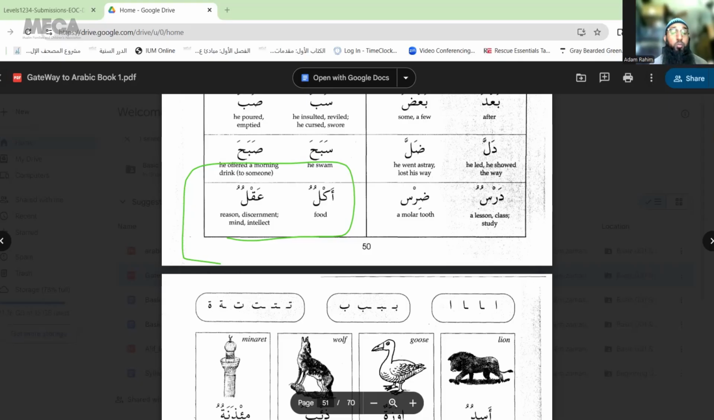Very good. Try not to make the first letter all, but it'll be ah. Aklun, Aklun. So this one right here, you're saying ah, but it should be ah. It should be Aqlun. Very good. So the first one will be Aklun, and the second one is going to be Aqlun. Very good. Ahsantum jami'an. Very nice job, guys.